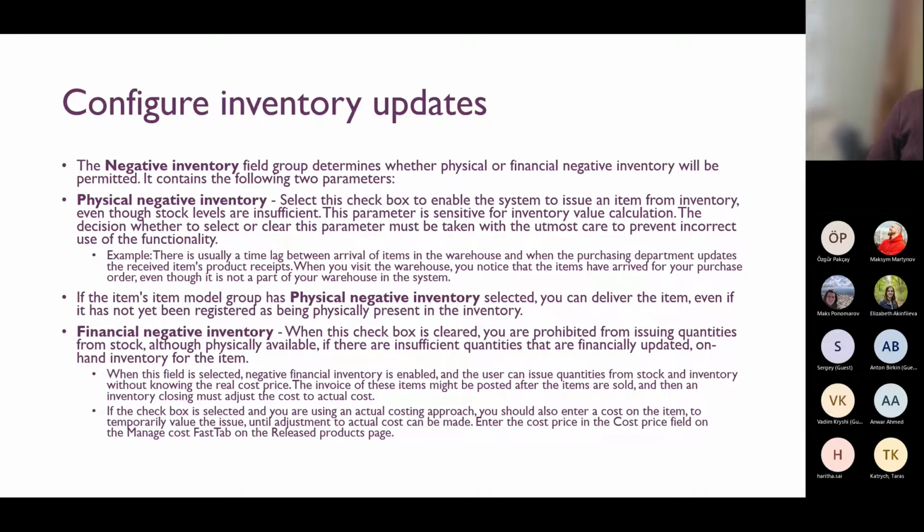Usually, if we check physical negative, that creates a lot of mess. If we allow physical negative, that means even if we have 0 on hand, someone can still generate a picking list, close it, post a packing slip and sales invoice, and do all of this while we don't have anything, for hundreds and hundreds of thousands of items. So there were some cases where it was allowed.